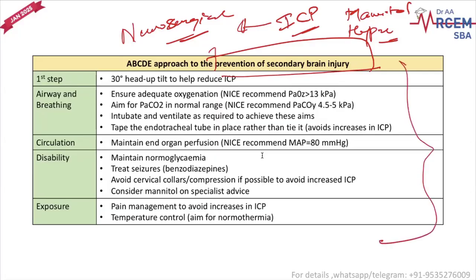All this is preventing the secondary brain injury. How do you prevent the secondary brain injury? By reducing the ICP or by preventing the increase in ICP. These are the simple things you'll be doing at the bedside so that the ICP doesn't increase.